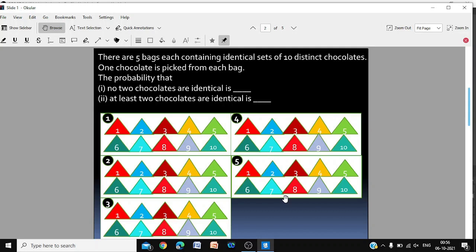What is the probability that number 1, no 2 chocolates are identical, and number 2, at least 2 chocolates are identical? That means, what is the probability of picking the chocolates so that there is no repetition of the same kind of chocolate from 2 bags, and at least there is some repetition, or at least you have got 2 or more chocolates that are identical.